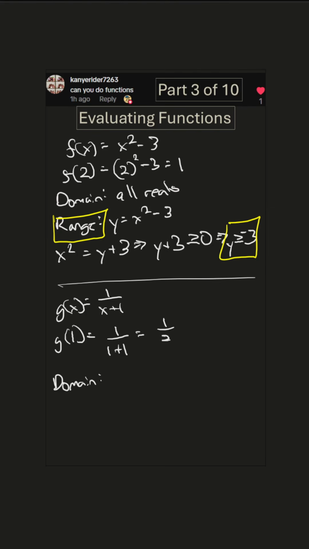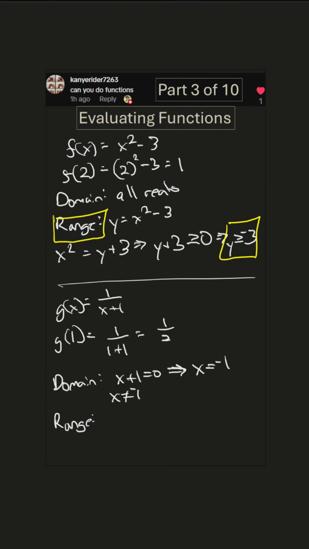Well, we know we can't divide by 0, so let's set the denominator equal to 0. x plus 1 equals 0. And that implies, we just subtract 1 from both sides, we get x equals negative 1. So the domain, x cannot equal negative 1. All real numbers except negative 1. How about the range?